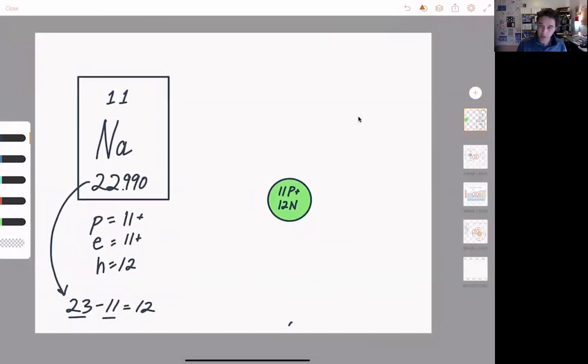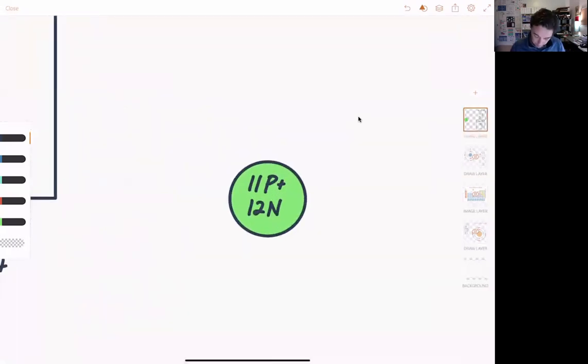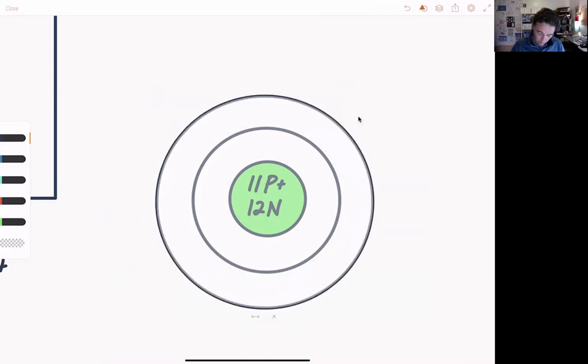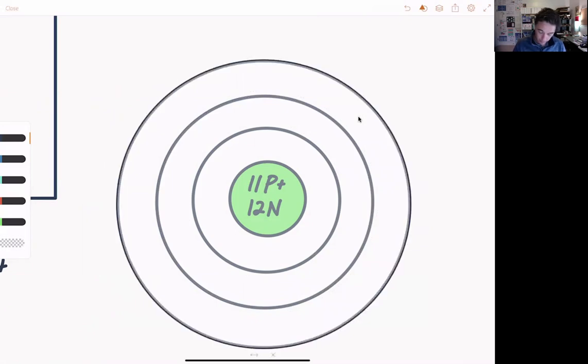Now you put in the rings. Okay, look at your periodic table first. What row is sodium in? 3. So it's in the 3rd period, so we know we have 3 rings on that one. One, 2, 3.